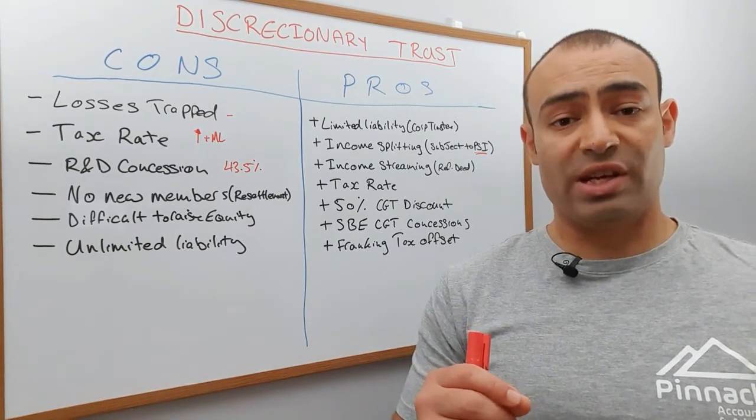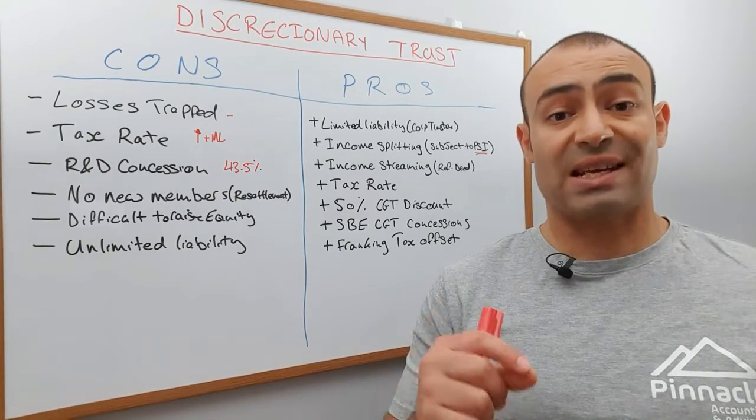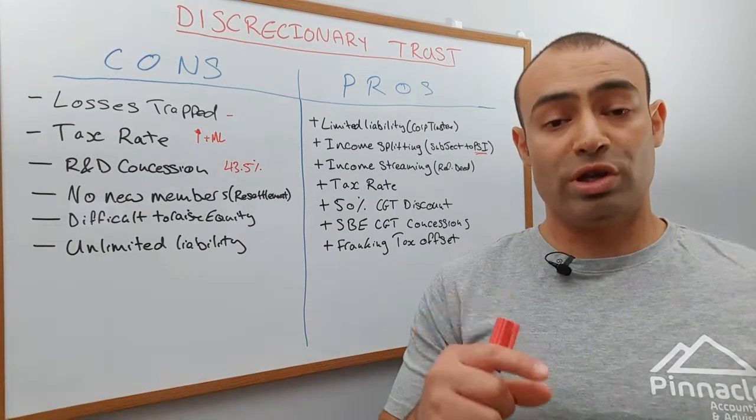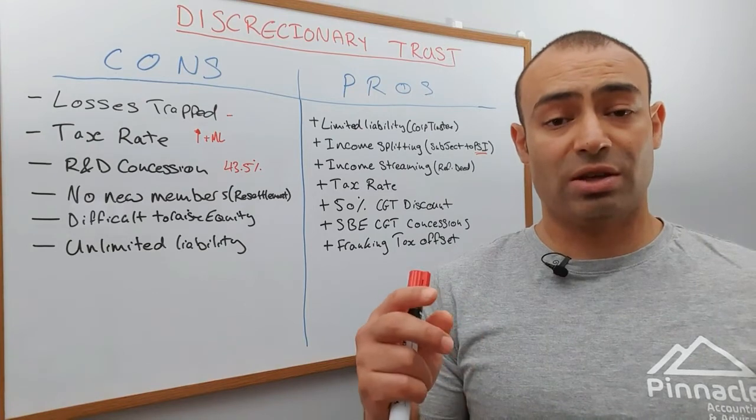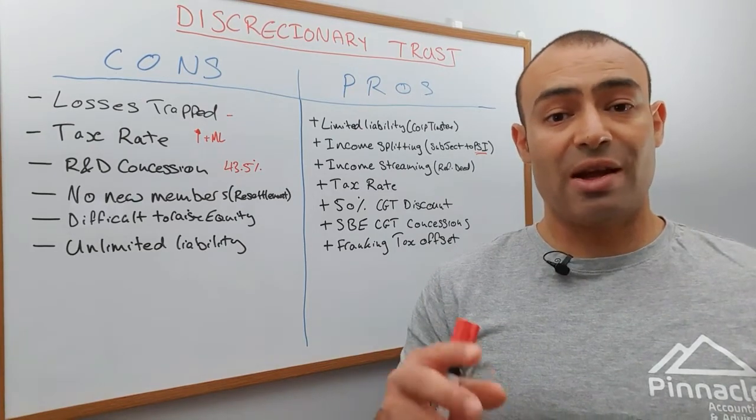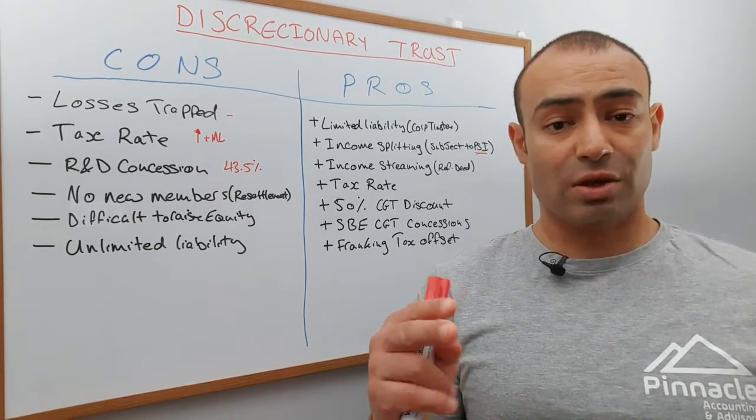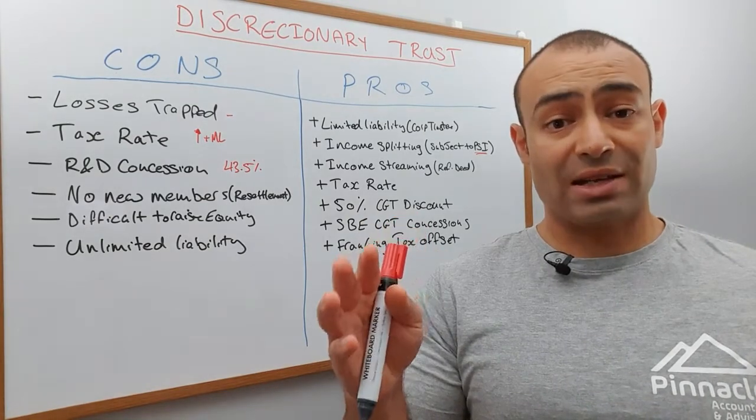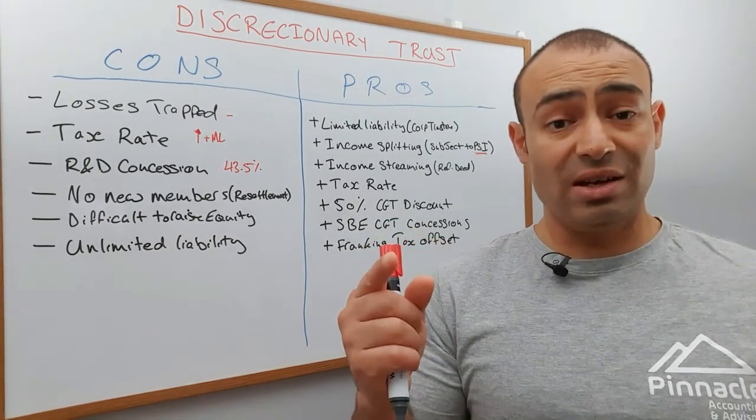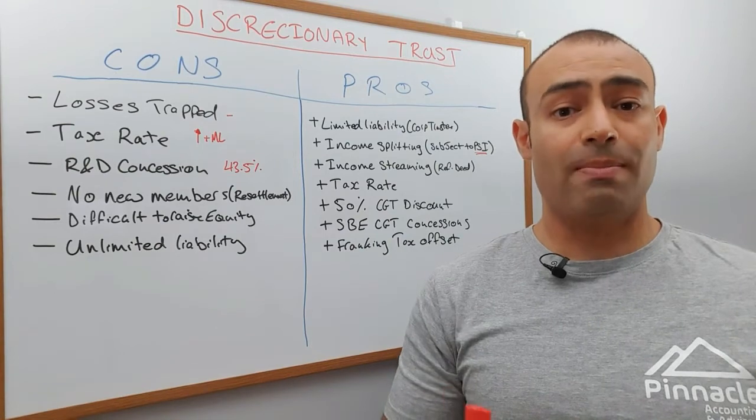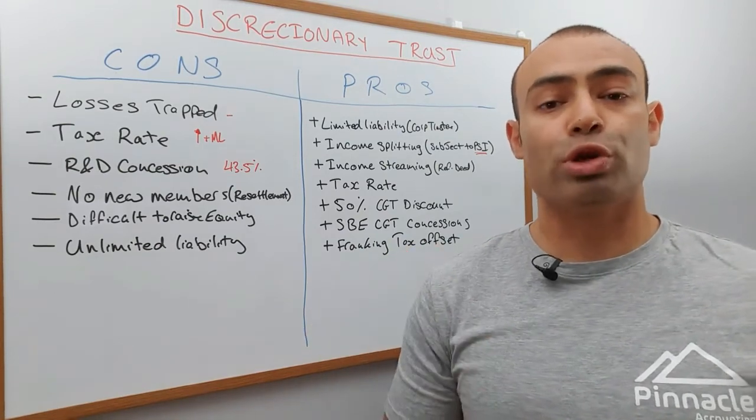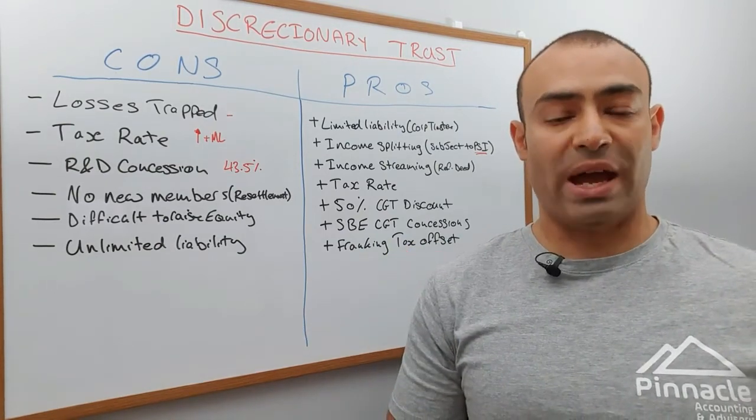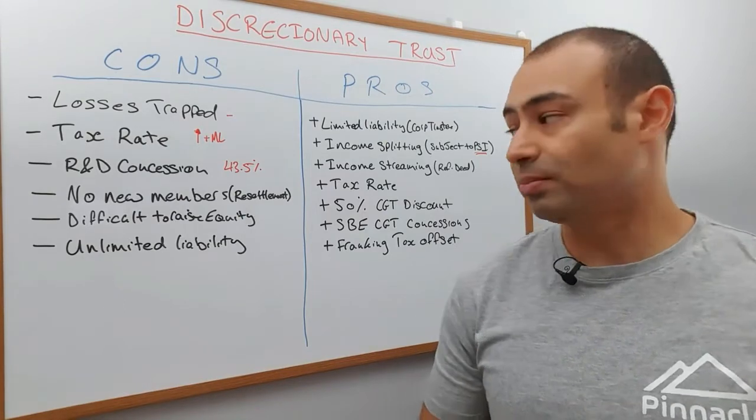A good example of this is where one of the beneficiaries has a capital loss. When you distribute the capital gain to that beneficiary, they're able to offset, reduce that capital gain by the loss they have in their own name, and therefore they're able to reduce the tax paid on that income.